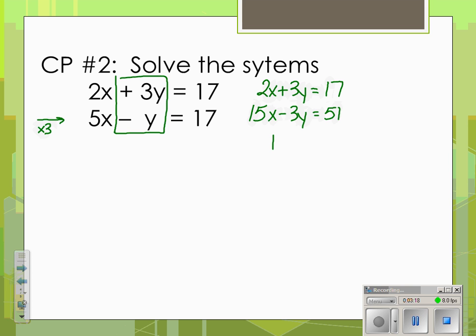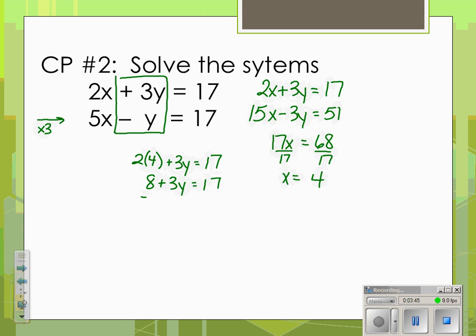And combining the two, 17x equals 68. Divide both sides by 17. And x, I think, ends up being 4. So we get a nice number for this one. Now taking that 4 and putting it in either of the first two, I'm going to put it in the top one. We can solve for y. So my solution ends up being the point (4, 3). And again, you can check that by putting it back into the original equation.